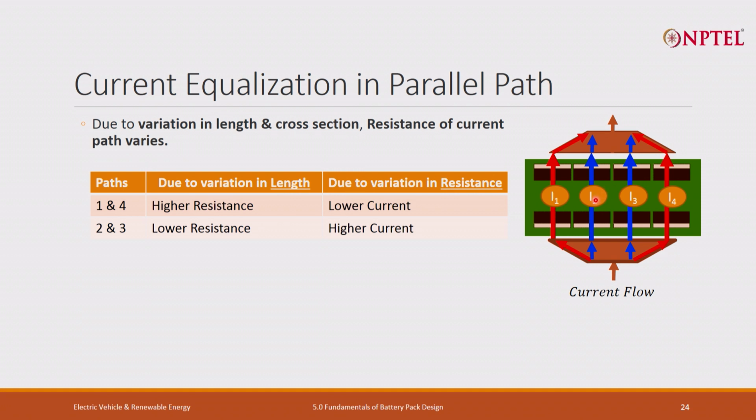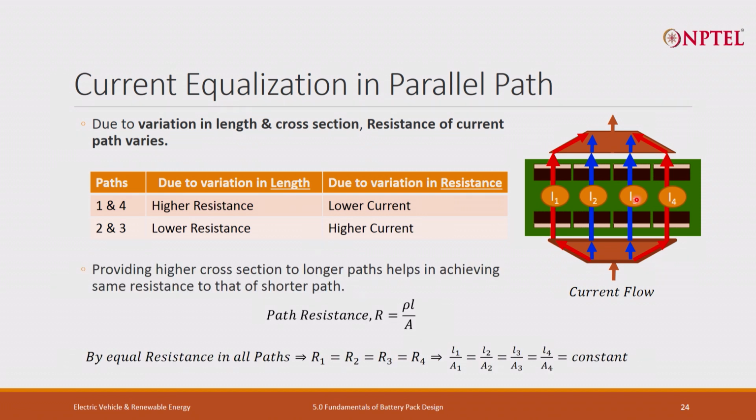However, I2 and I3 will have the same current because the resistance is the same in both paths. I1 and I4 will have the same current because the resistance in both paths is the same because of the length, if the cross sectional area is the same. But I1 and I2 are not the same because of the different length.